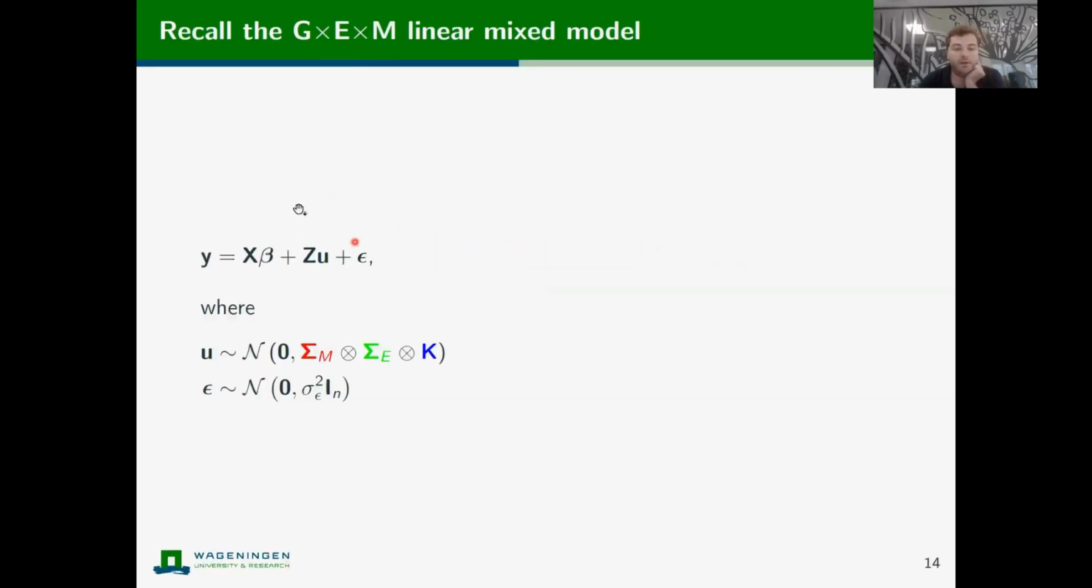Let's recall the basic form of the genotype-by-environment-by-management mixed model. If we wanted to use this double Kronecker product, it would look like this. So we have a kinship for the genotypes, some structure for the environments, and some structure for the managements. The management structure is something that we actually want to estimate. The environment structure is something that we could estimate from the phenotypic data. But instead of doing that, we now want to use a linear kernel based on the environmental covariables.